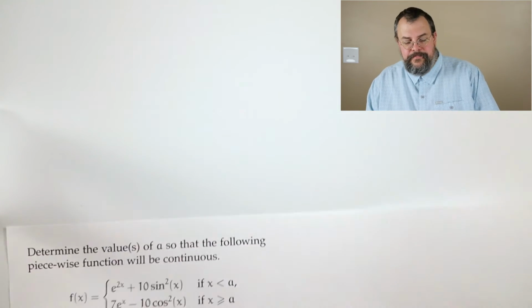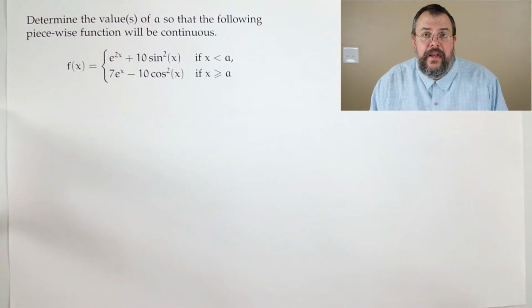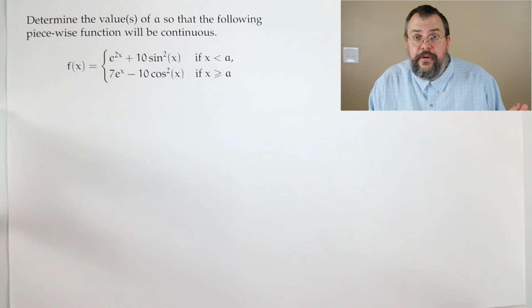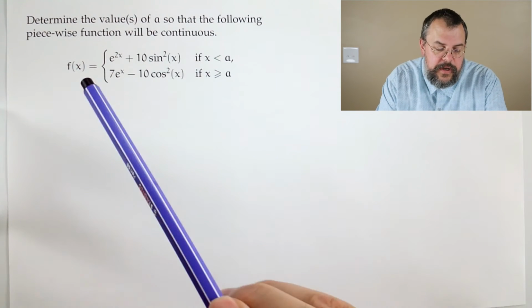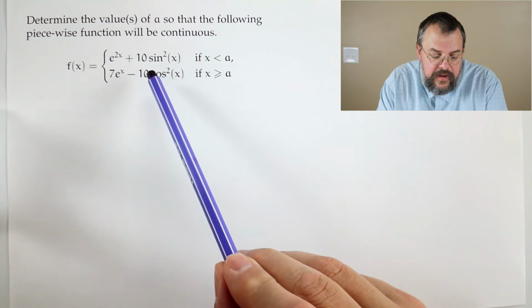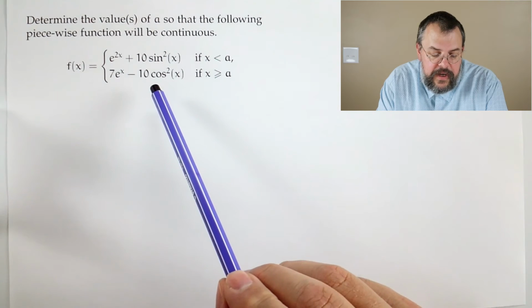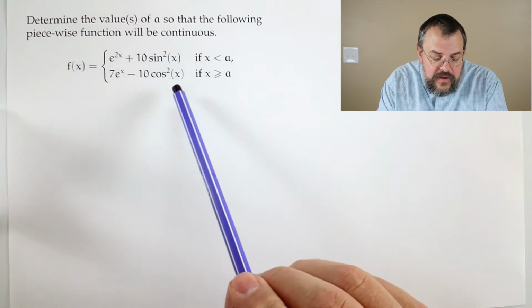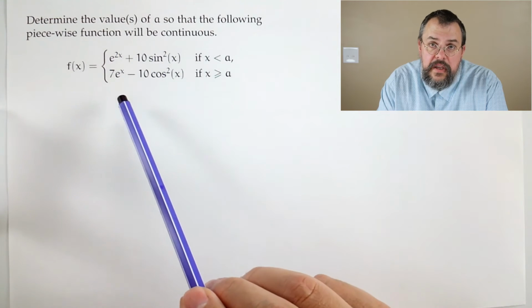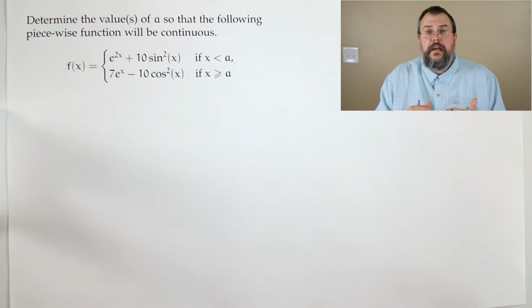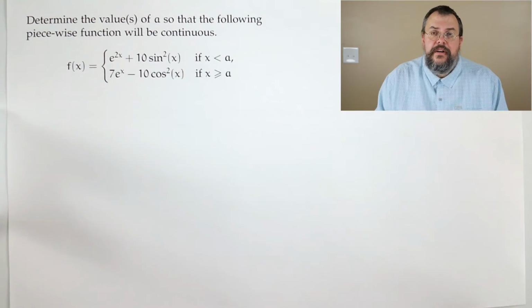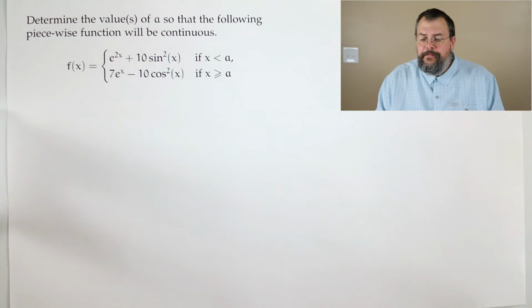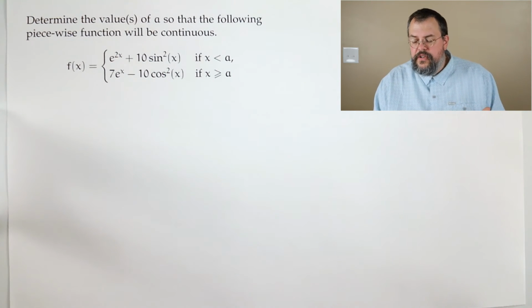So, here we go. Determine the value, or possibly values, of a so that the following piecewise function will be continuous. Now, you notice we have e to the 2x plus 10 sine squared of x, and 7e to the x minus 10 cosine squared of x. Where does a show up? It doesn't show up in these pieces. So the pieces don't depend on a. Well, a is where we glue things together. So that's a little bit different. Let's think about what the intuition should tell us.